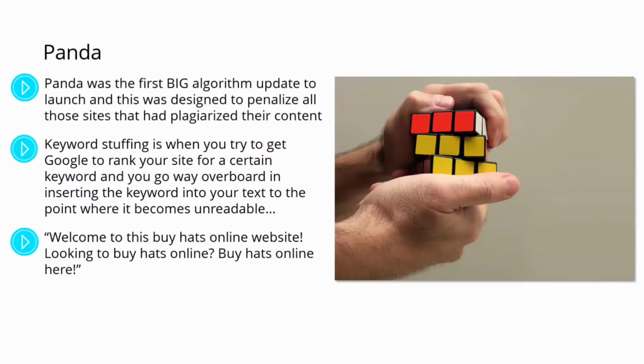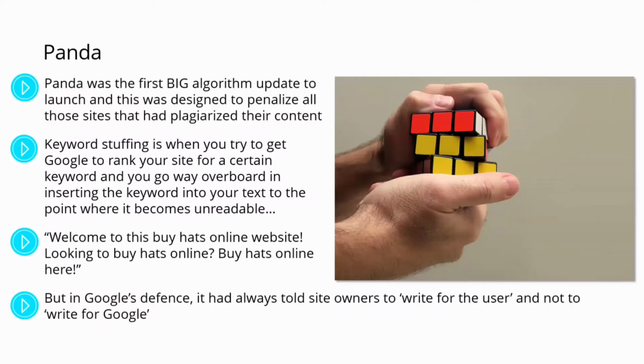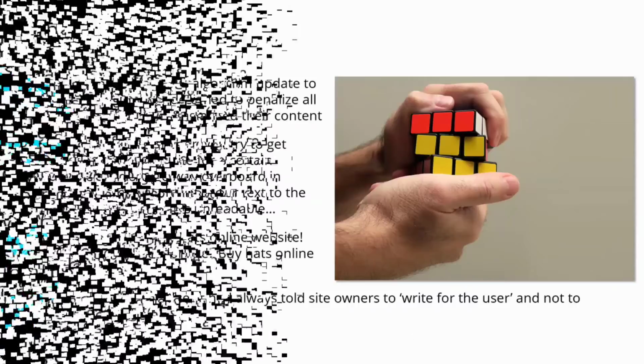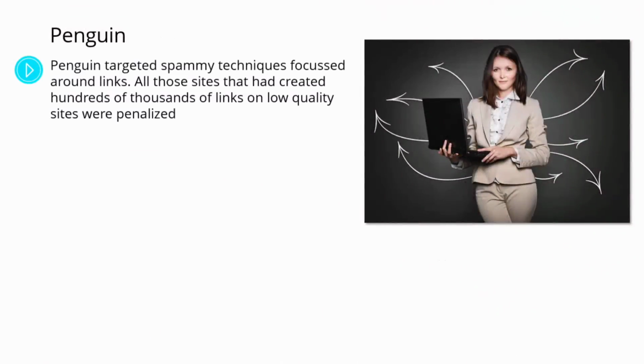All those sites that were guilty of so brazenly manipulating Google's algorithms were punished, sent right down to the bottom of the SERPs, search engine results pages. This actually destroyed some businesses, and many people were very angry at Google as a result. But in Google's defense, it had always told site owners to write for the user and not to write for Google.